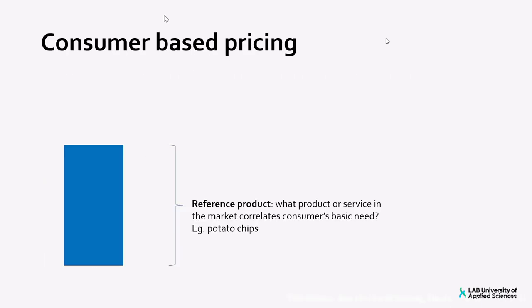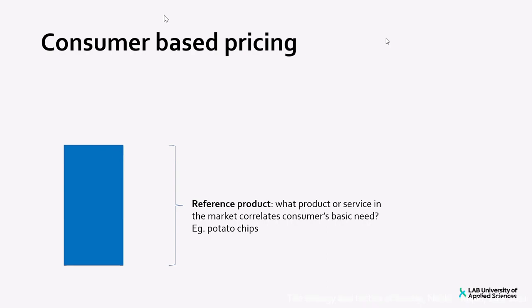If we now look at this whole pricing from the consumer's point of view, quite often it's good to start by looking at what the reference product is. For example, we were just talking about bread, but now I'll take the example of a basic potato chip.